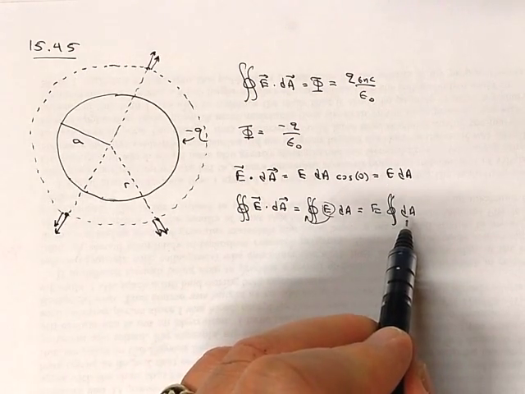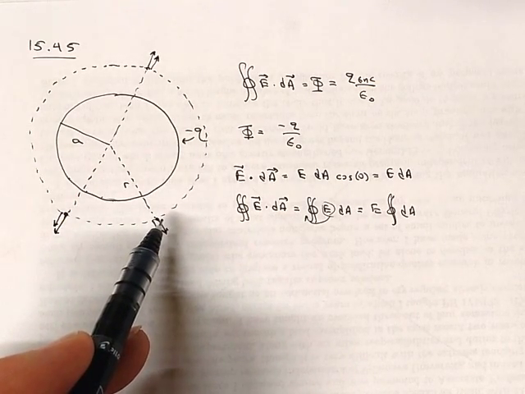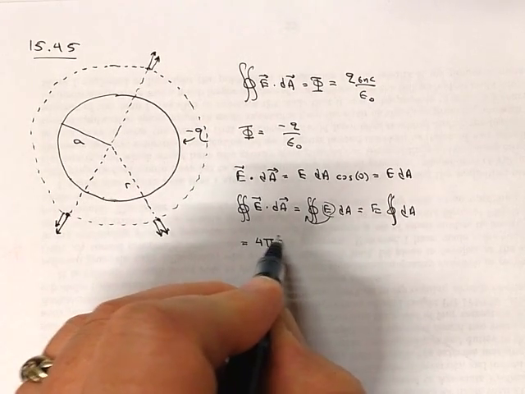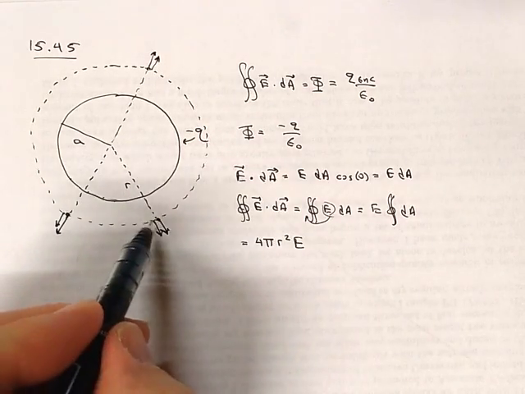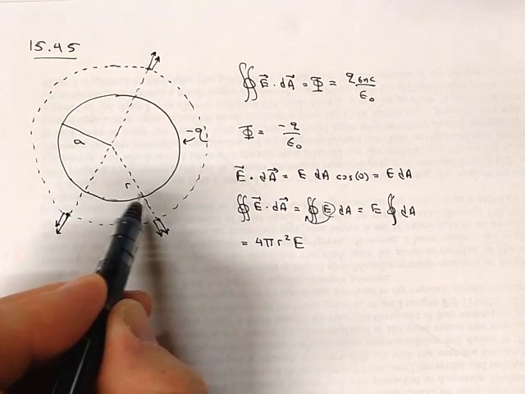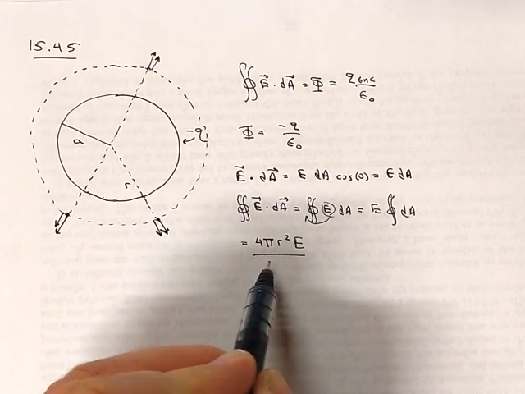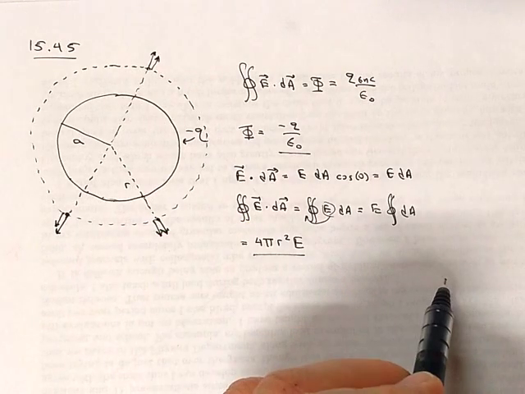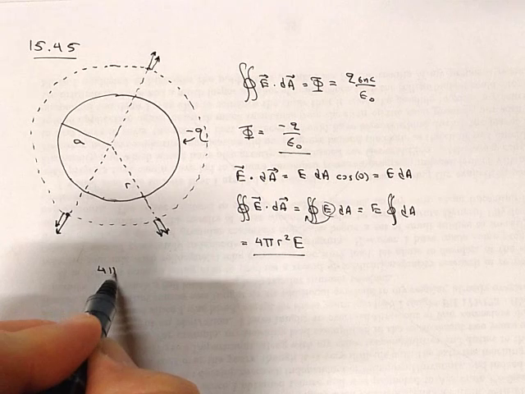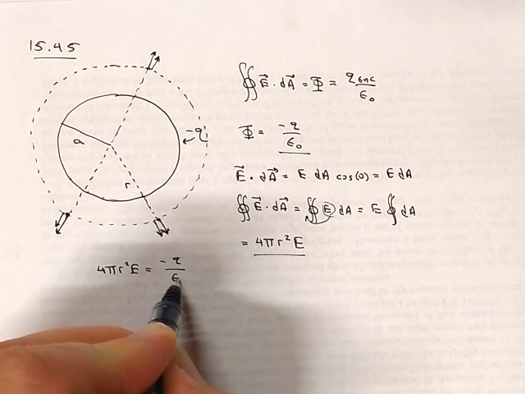And what do you get if you add up all the little pieces of area all around a big sphere? You just get the surface area, which for a sphere is 4 pi r squared. Now that is the radius of our imaginary sphere with the radius little r, not the radius of the charge. So the integral works out to 4 pi r squared E. The right hand side is minus Q over epsilon 0. All I have to do is put them both together. So 4 pi r squared E is equal to minus Q over epsilon 0.